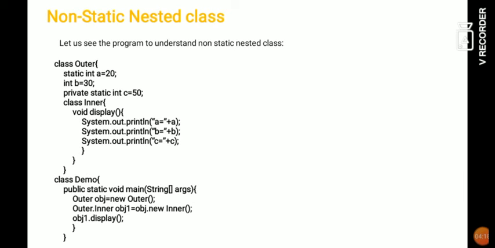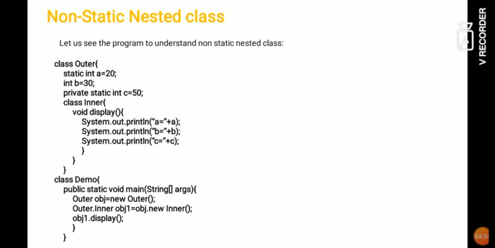Now the inner class is also a class, so we can create an object for it. Since it is present inside the outer class, by using the object of the outer class we need to create an object for the inner class. So outer dot inner, with the object name I am specifying, equal to obj, which is an object of the outer class, dot new, again calling the inner class constructor. So by using an object of the inner class, we can access the methods as well as the instance variables present inside the inner class.